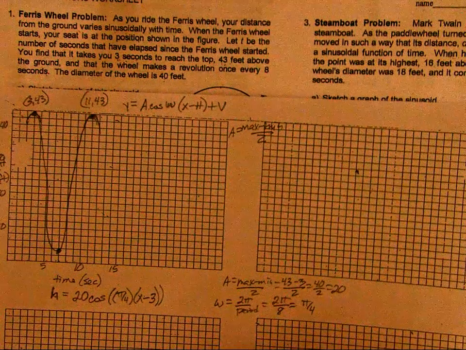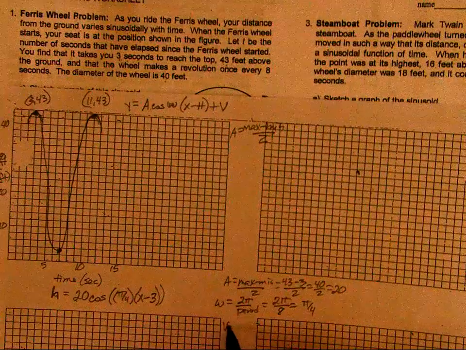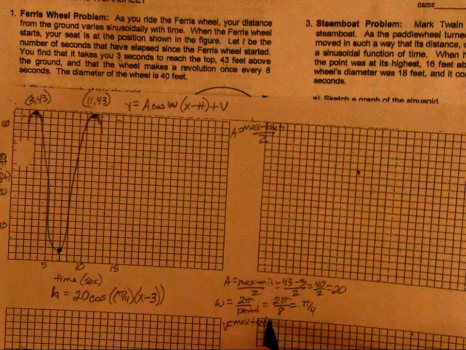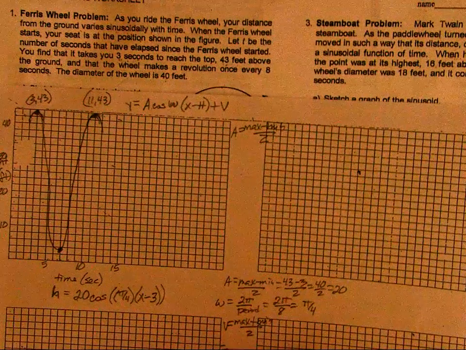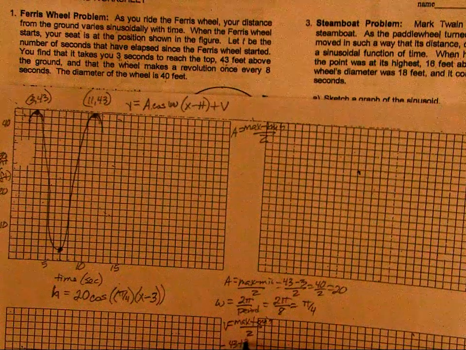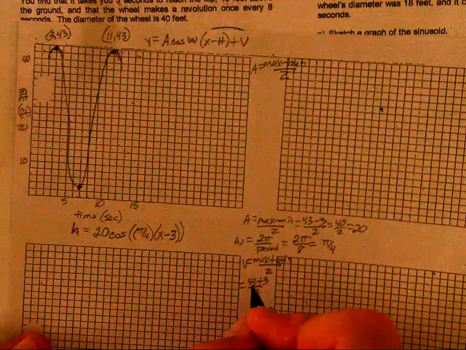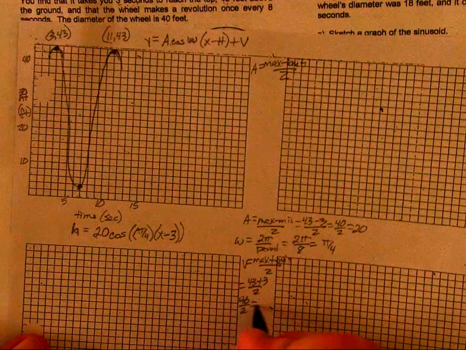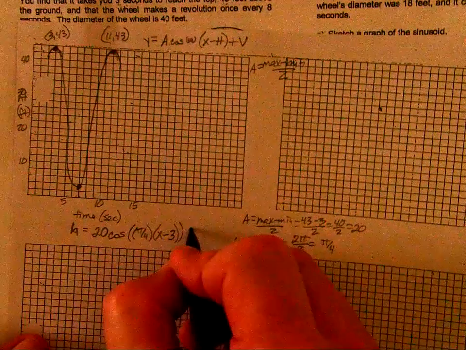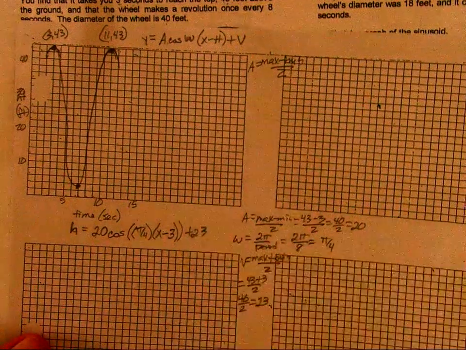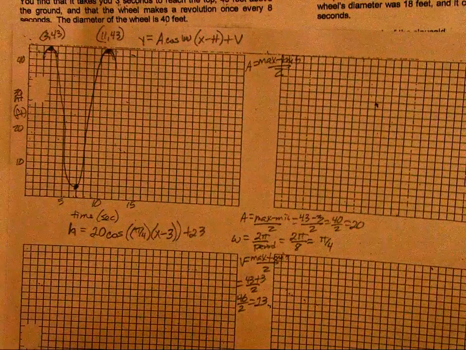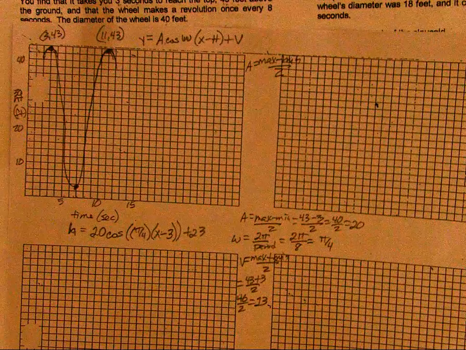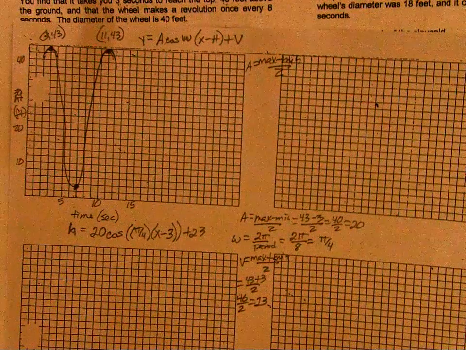Now all that's left is our vertical shift. Well, vertical shift is max plus min divided by 2. So here that's 43 plus 3 divided by 2, which is 46 over 2. So our vertical shift is 23. So there's our equation. We just came up with an equation to describe the height of you on that Ferris wheel as a function of time.